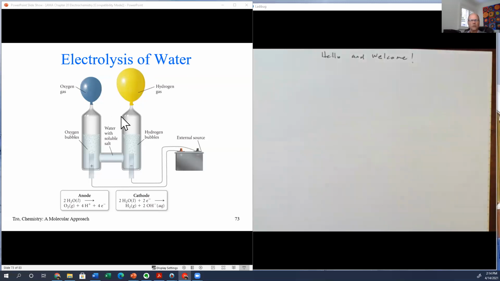A hydrogen fuel cell is the reverse of this. It combines hydrogen and oxygen in an electrochemical cell to produce water. And that process is spontaneous. Breaking it apart is not spontaneous, right?